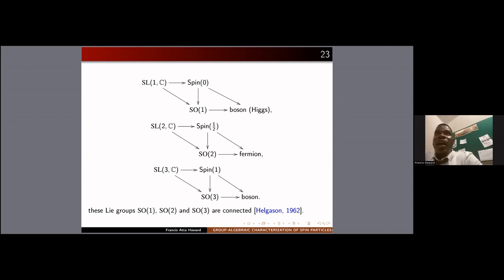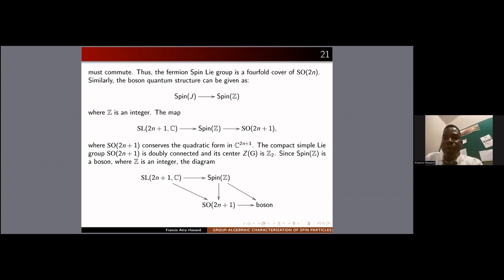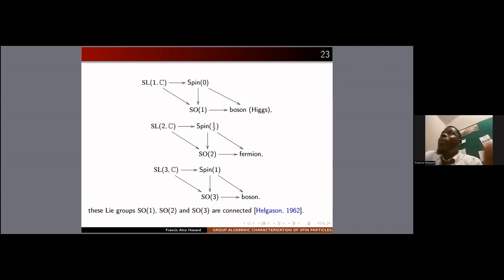The same thing is done for the spin one. And for physicists, they are aware that a spin one has a 3x3 matrix structure. So the spin one, when N is of dimension one, we have from this side SL(2N+1). If N is one, we have SL(3). And SL(3) corresponds to the compact rotation form, which is SO(3). And when we look at the unitary form of it, it is easy to see that it would have a structure that corresponds to the spin one. And these are all bosons. Helgason has proven that the SO(1), SO(2), and SO(3) are all connected Lie groups.